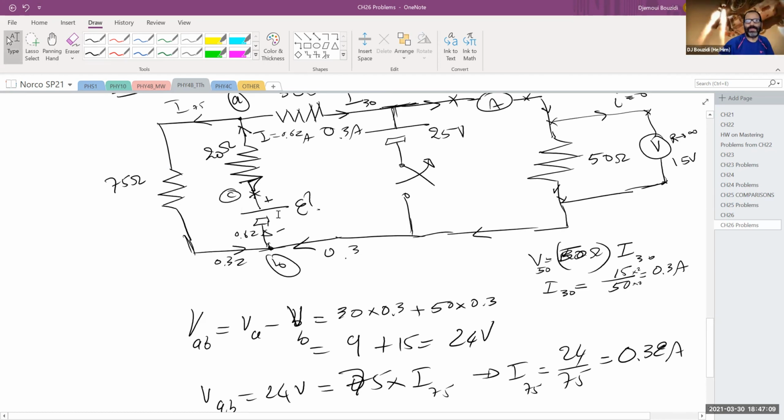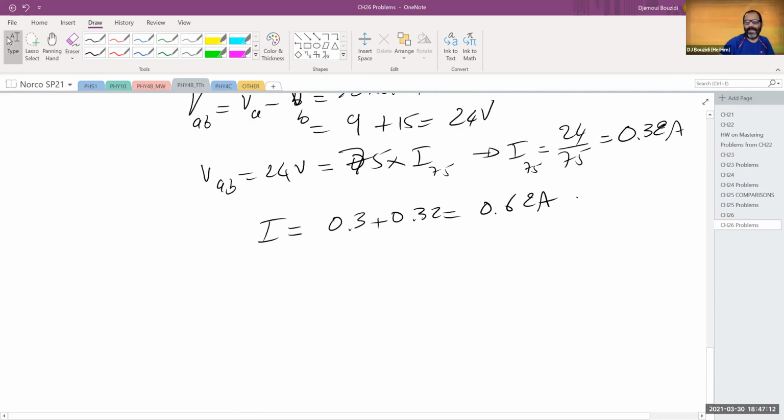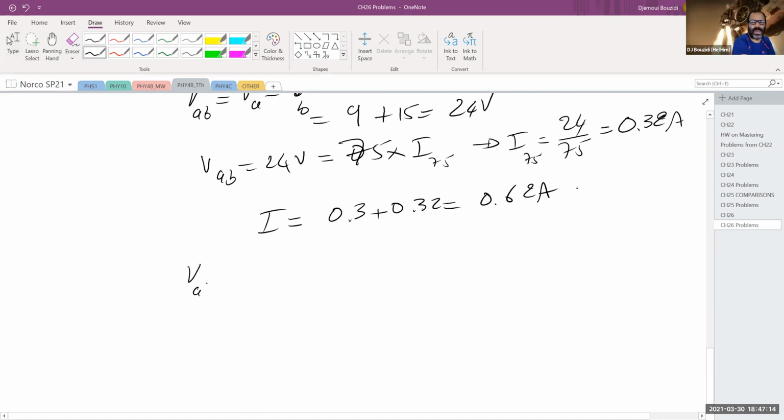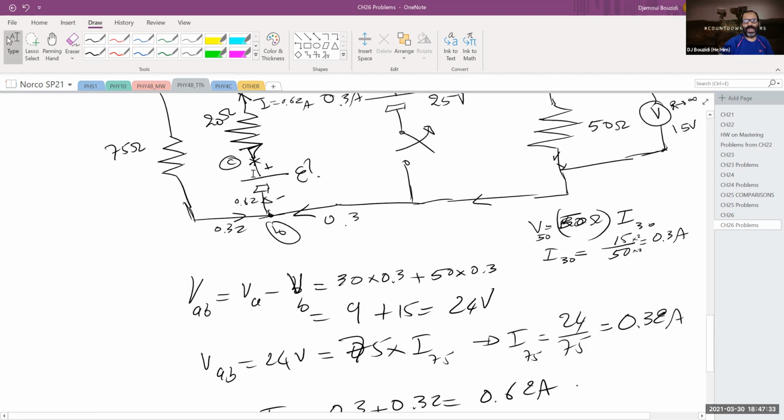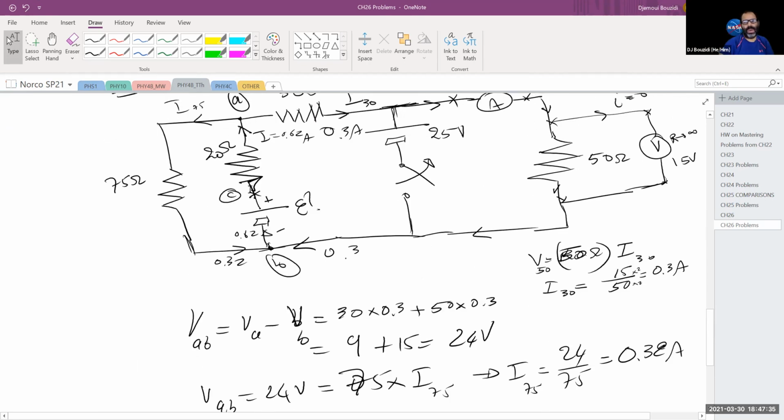Okay. So I'm going to call VAB, which is 24 volts still. We just found it earlier. It must be equal to VA minus VC plus VC minus VB, because that's exactly what VA minus VB is. Well, VA minus VC, that's across this 20 ohms. And we are actually coming this way from VA down to VC. So we're actually going against the current.